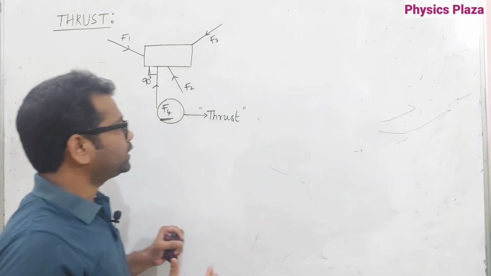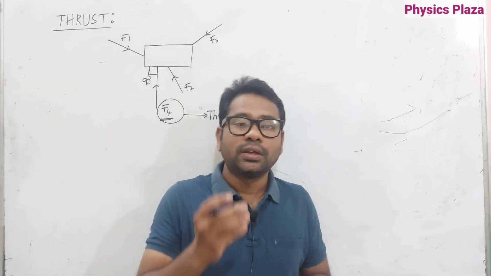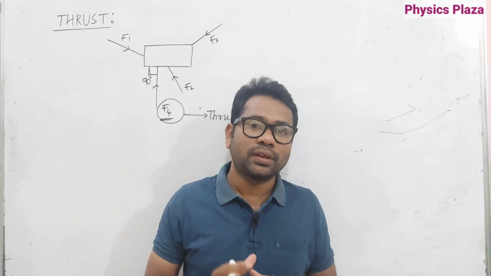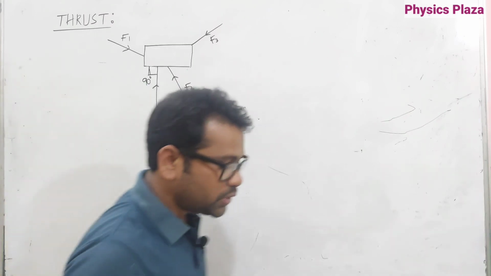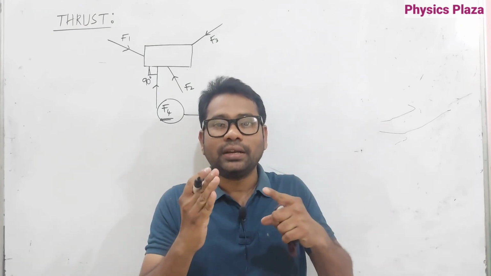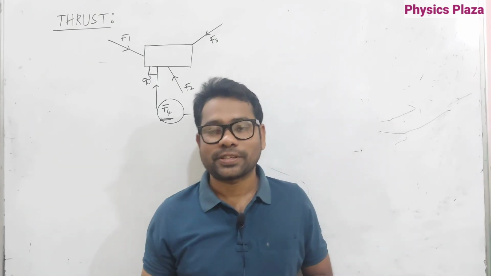So, thereby we can define thrust. How can we define thrust, children? The force acting perpendicular to the surface. The force which is acting normal to the surface is called thrust. So, whenever we get the term thrust, you should think of the force which is acting perpendicular to the surface.